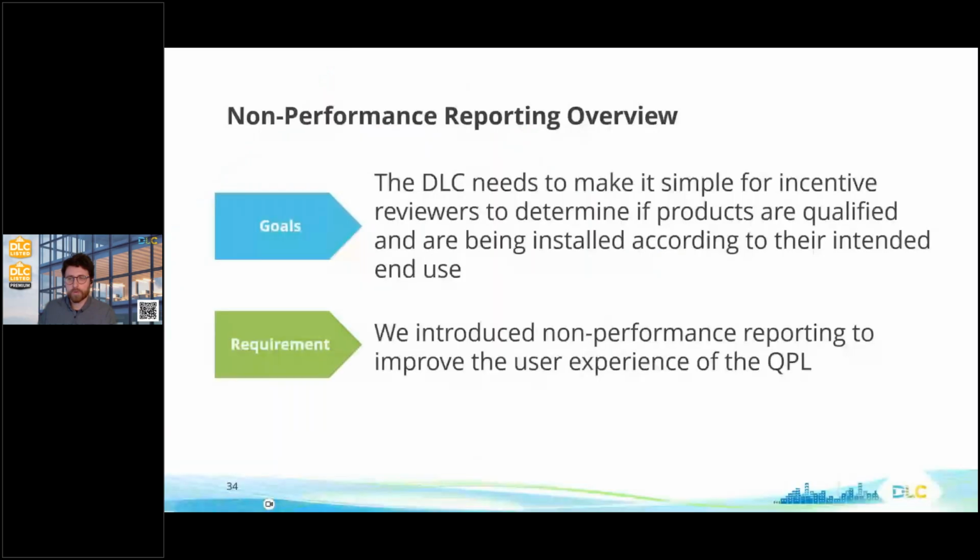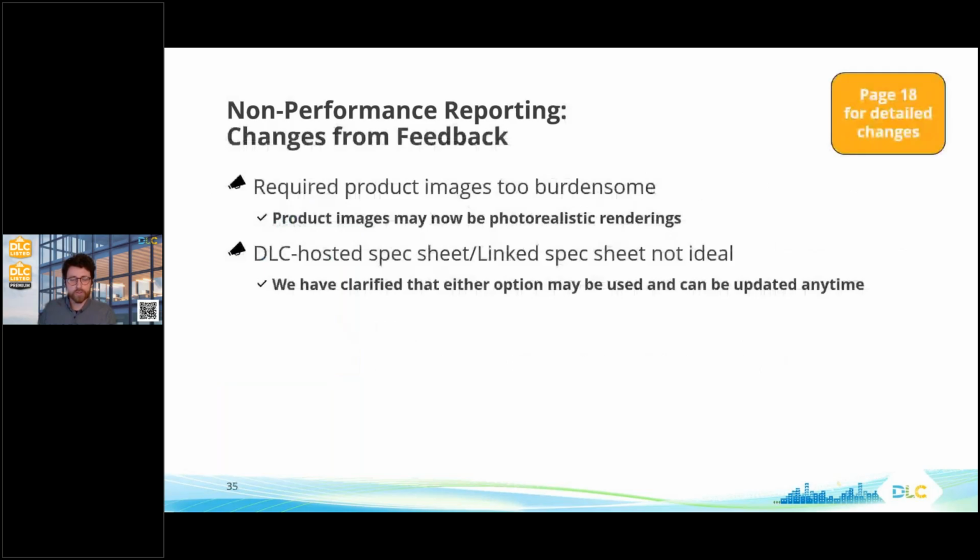Non-performance reporting was previously a subsection of eligibility, but has been separated into its own section in Draft 2. The purpose of non-performance reporting is to make it easier for incentive program reviewers to identify that a product is not only qualified, but is being used as it was intended. This prevents the DLC from creating too many additional PUDs. Incentive program requirements may also be more restrictive than DLC requirements, and the non-performance reporting will help programs ensure those requirements are being met. We got a lot of feedback on non-performance reporting that resulted in changes to the requirements.